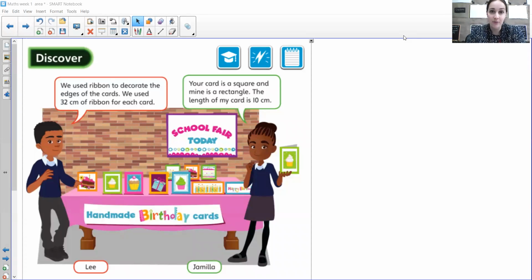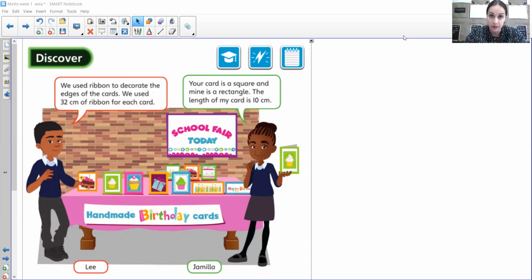Okay then, here is our discover for today. So, like I said, it's a problem solving one. You've really got to read this and you've really got to think about the key information. Okay, we've got Lee and we've got Jamila. So, I'm looking at the problem, I'm looking at the pictures, any kind of clue like that is fantastic.